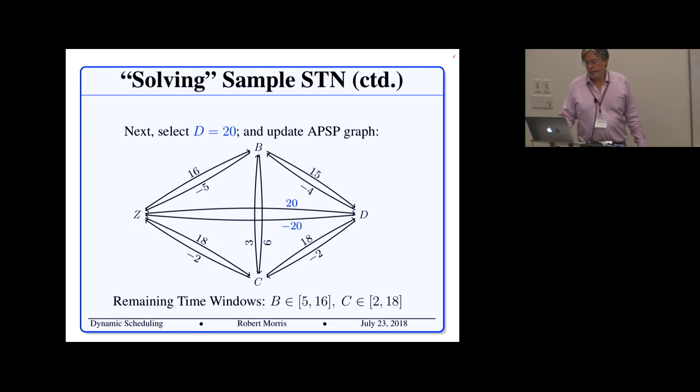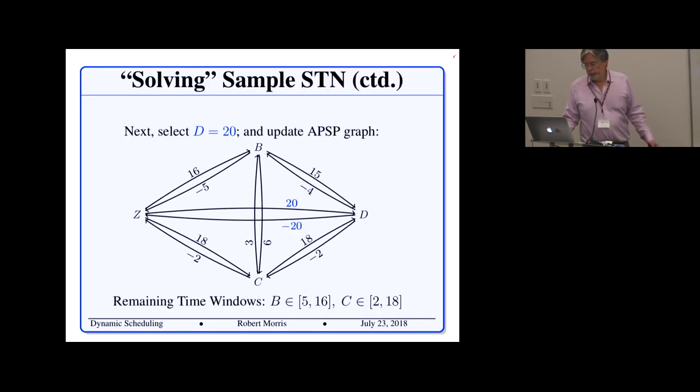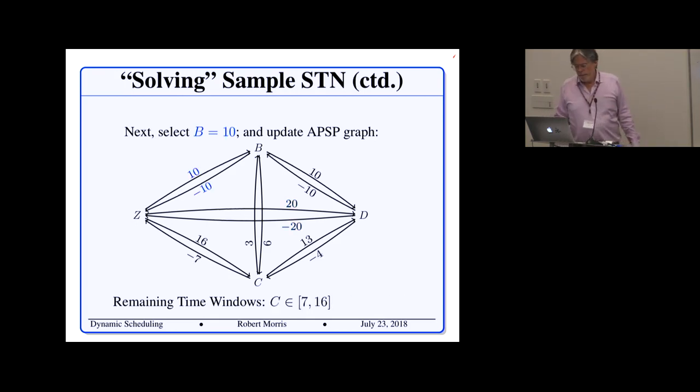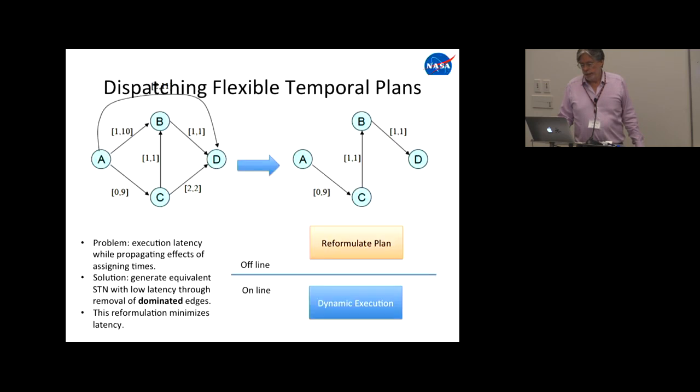Let's choose 20 for D. We'll start with D and choose 20. Now what that does, you have a new graph that needs to be updated using the all pairs shortest path. So you do that, and you tighten the bounds on the other edges accordingly. For example, 26 becomes 16 because you've assigned 20 to D, and then minus 4 makes 16 the new lower bound for B. Then you select B and update again. Select C equals 9. Update again, and so on.